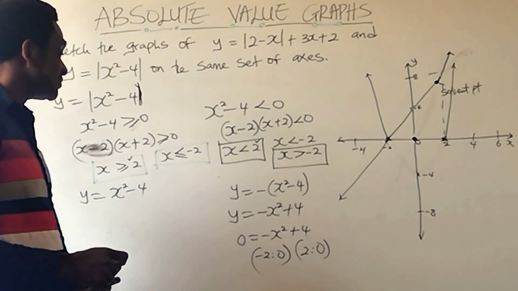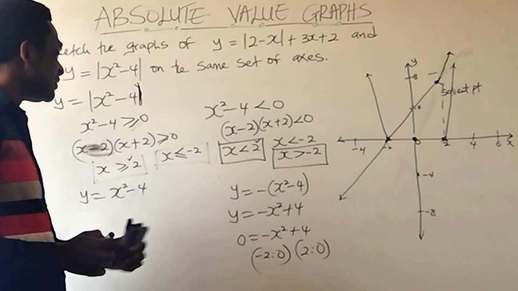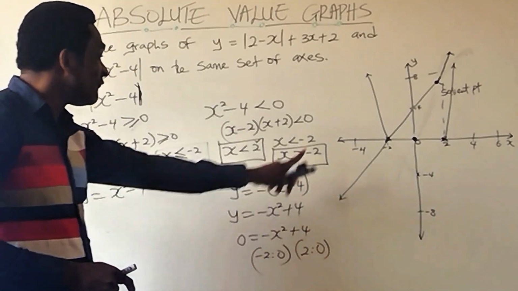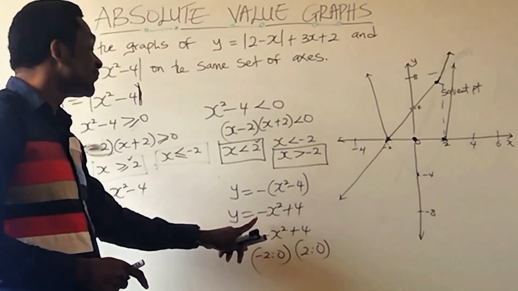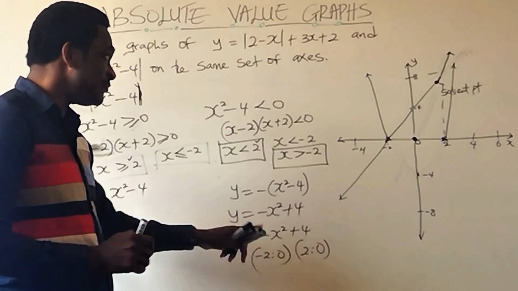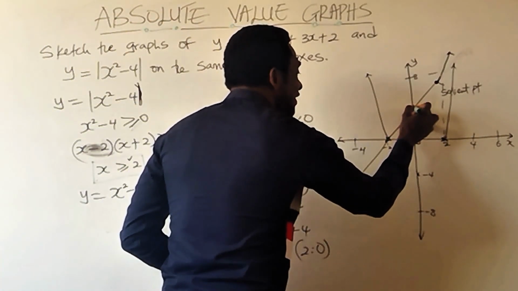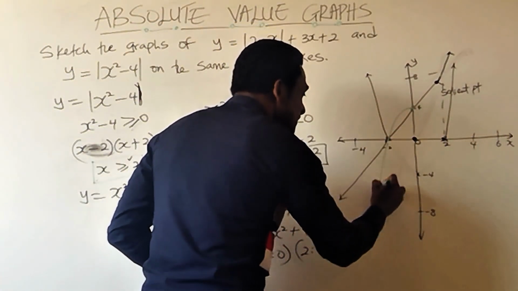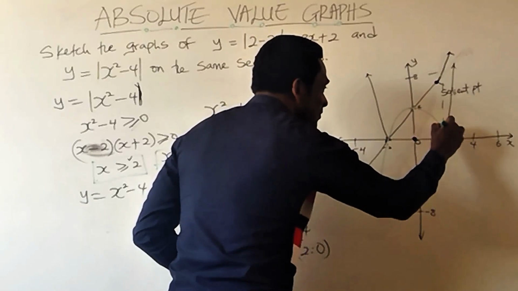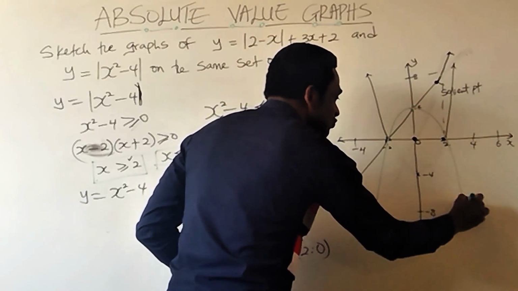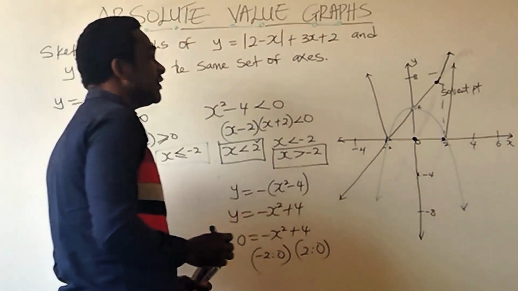Now, let's sketch those. We have the same intercept. Now let's sketch the graph. We have 4 instead of negative 4 that we had previously. So this graph is going to give us a graph from here to here and from here to here. So this will be our graph.